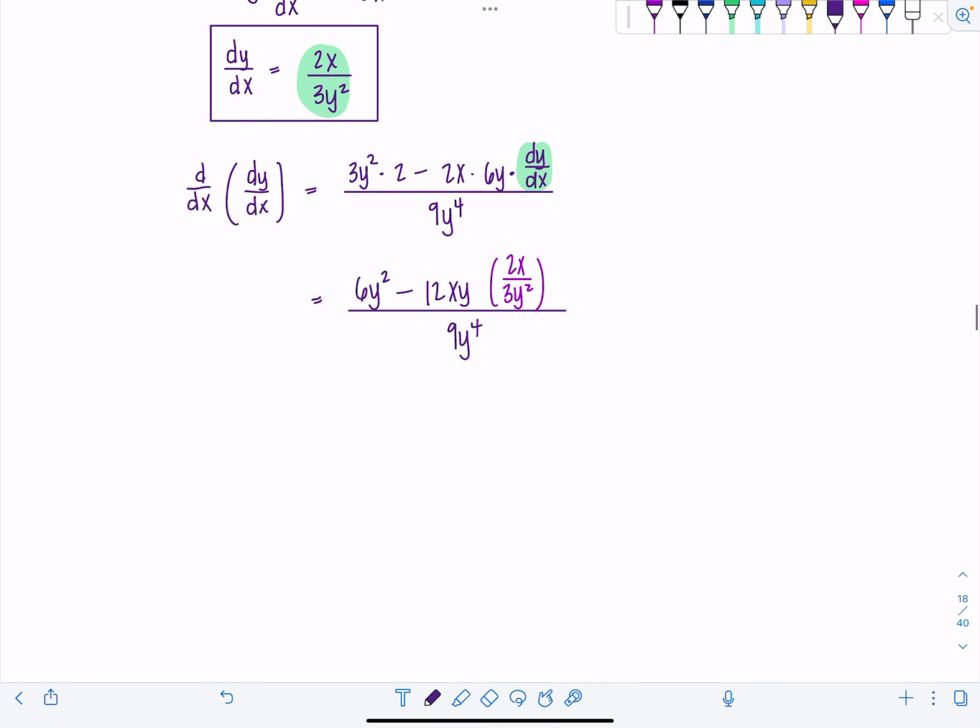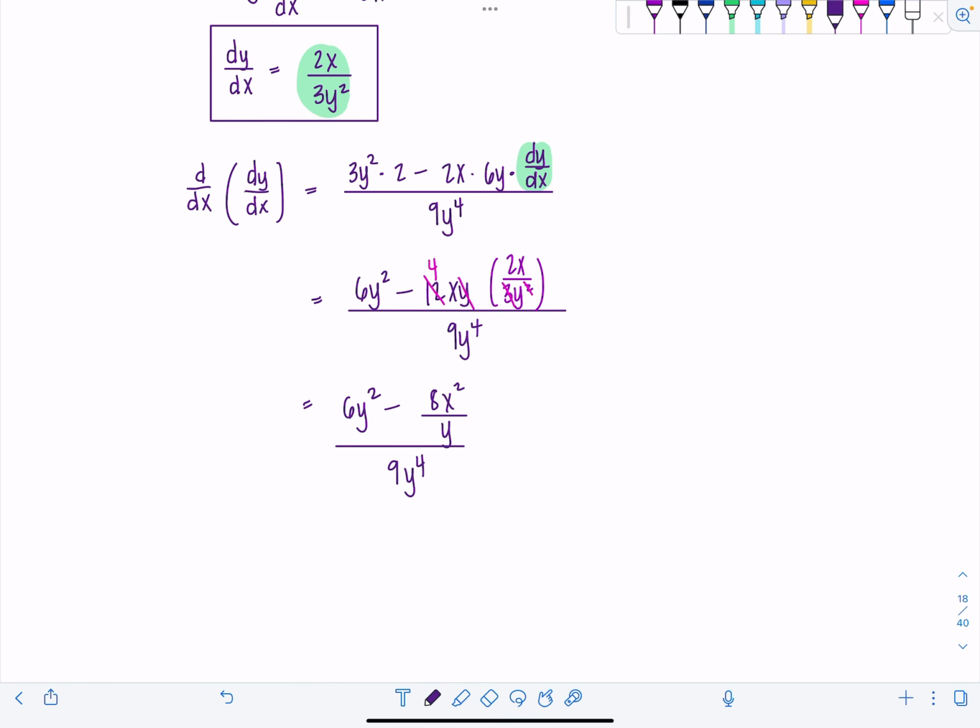Okay. Let's see how this simplifies further. So we've got 6y squared minus 12xy, that's in the numerator, right? So it'll cancel with 3y squared. This 3 cancels, I'll have a 4, and then one of the y's will cancel out entirely here. So now what do we have left? 4x times 2x, so that's 8x squared over y. And then this is all over 9y to the 4th.